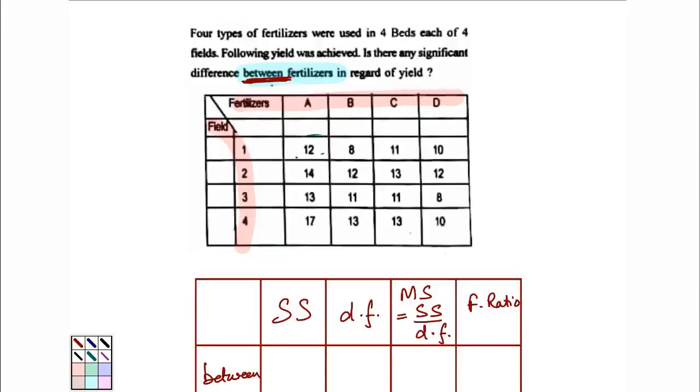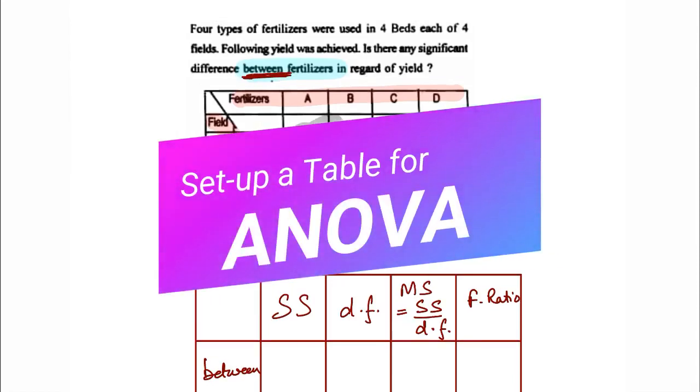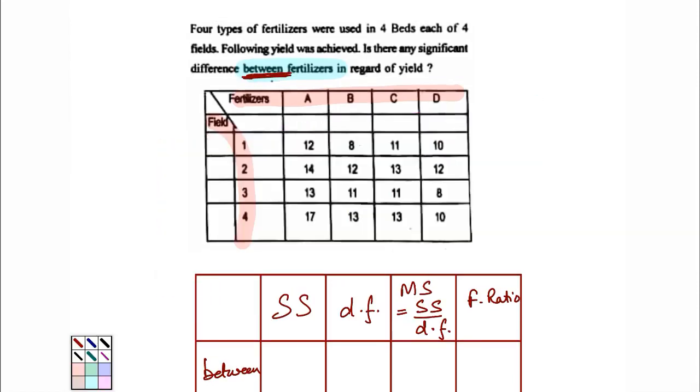Hello and welcome to this question where we learn to make a table for ANOVA. We will learn how to set up the table for ANOVA that we need. Now we have this question where we have fertilizers on one axis and fields on another axis. Let us read this question.